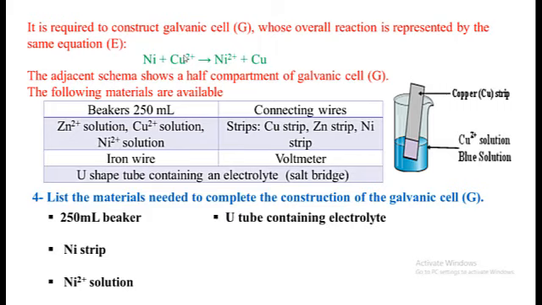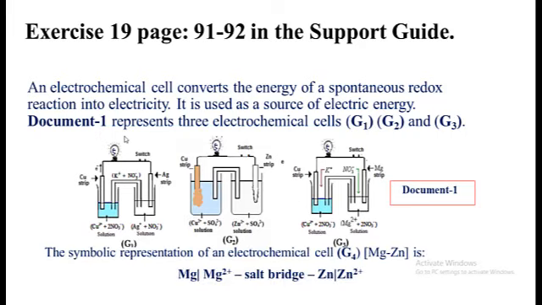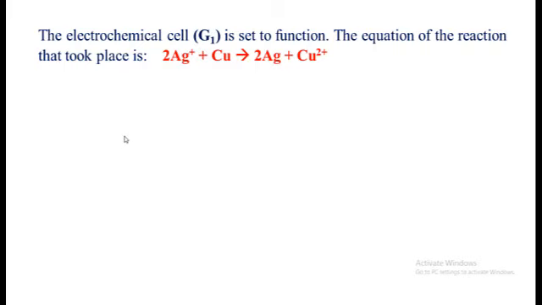An electrochemical cell converts the energy of a spontaneous redox reaction into electricity. It's used as a source of electric energy. Document 1 represents 3 electrochemical cells G1, G2, and G3. The symbolic representation of an electrochemical cell G4 between Mg and Zn is Mg, Mg2+, dash salt bridge dash Zn, Zn2+. The electrochemical cell G1 is said to function. The equation of the reaction that took place is 2Ag+ plus Cu gives 2Ag plus Cu2+.